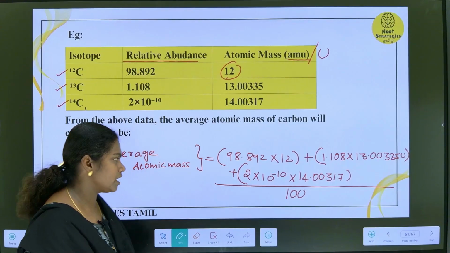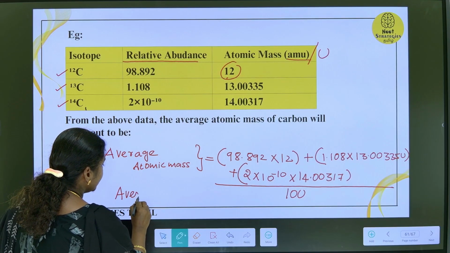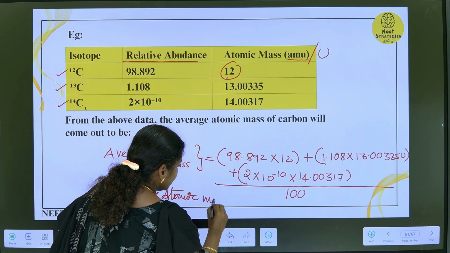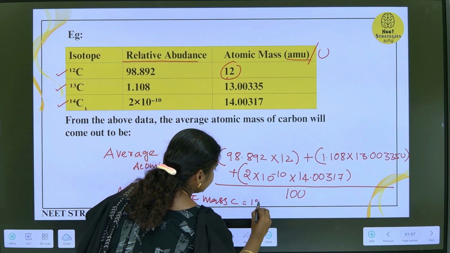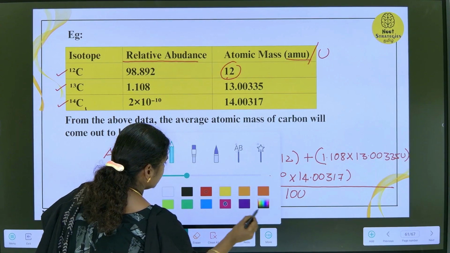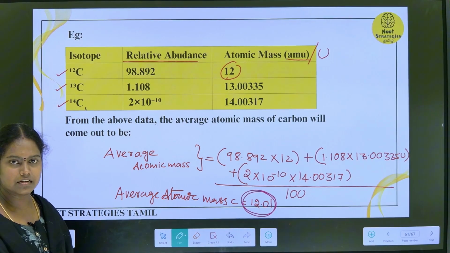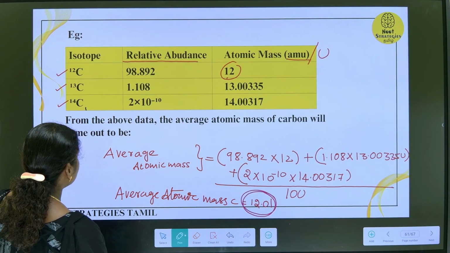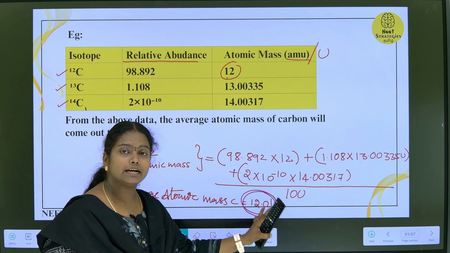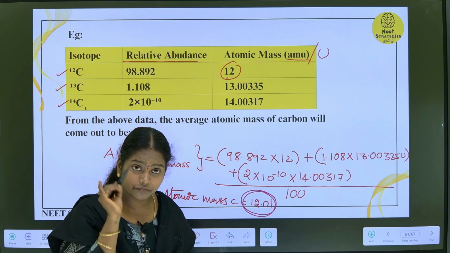Okay, so simplify this totally and I will give the answer. When we simplify, you will get nearly 12.01. So that is the average atomic mass, which is equal to the atomic mass of carbon, which is equal to 12.01. Highlight 12.01. This is the methodology to find the average atomic mass of a particular element. When you multiply, you must be very careful.